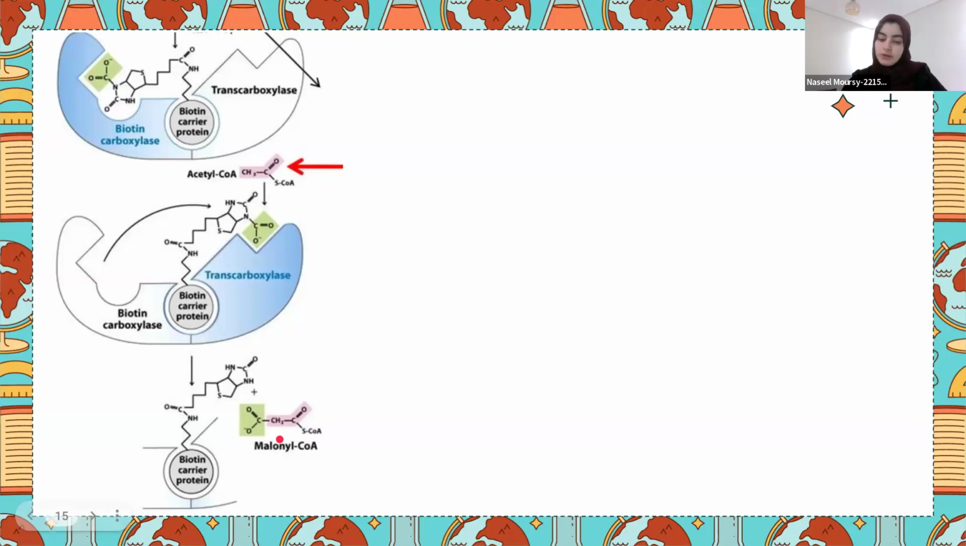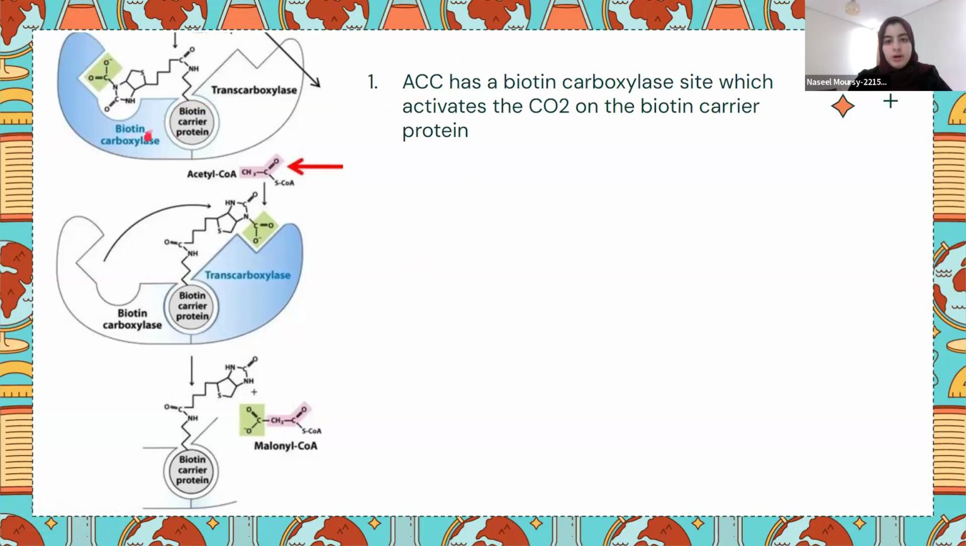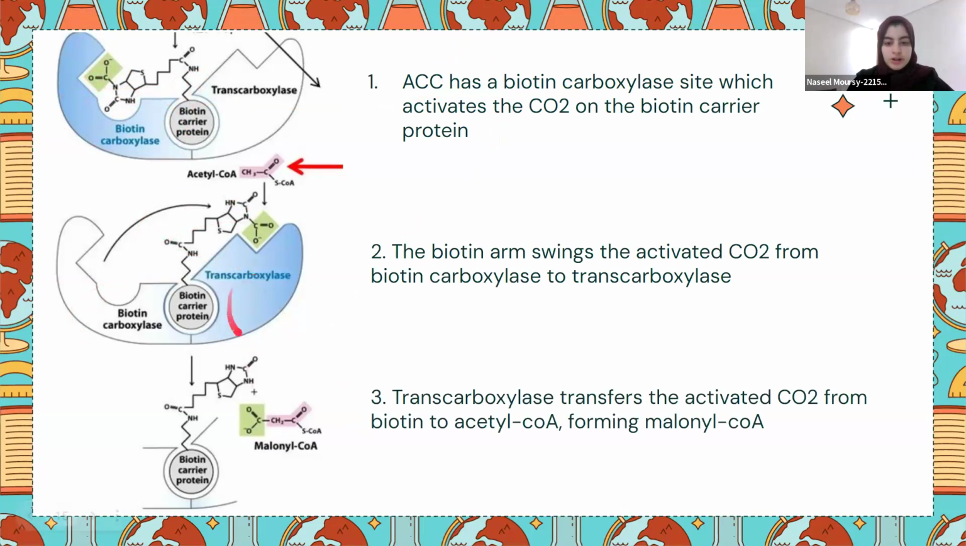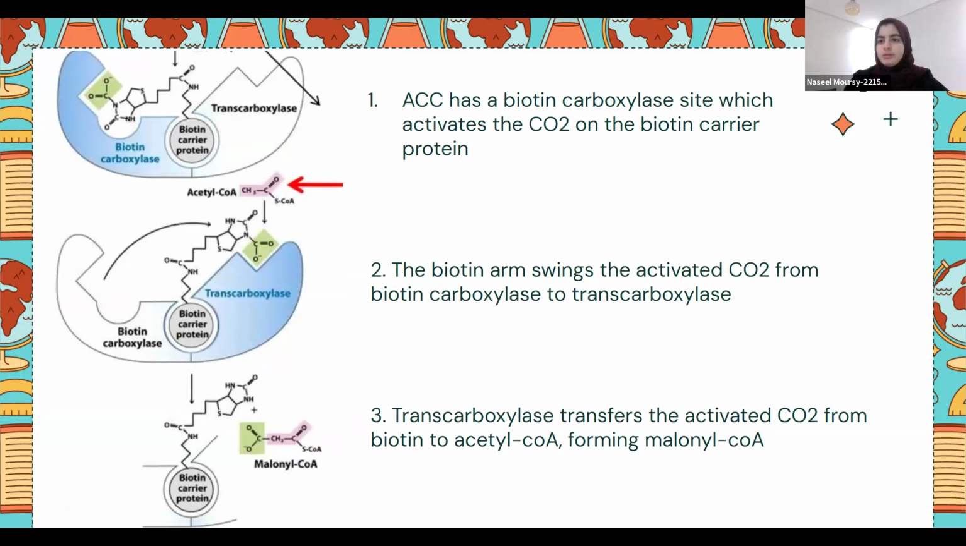So again, ACC has a biotin carboxylase site, which activates the carbon dioxide on the biotin carrier protein. Step 2, the biotin arm swings this activated carbon dioxide to the other side, from biotin carboxylase to transcarboxylase. Then 3, transcarboxylase gives acetyl-CoA this carbon dioxide, and you get malonyl-CoA. So, is this part of biotin clear? It might probably be the most complicated part. Would you like me to repeat?